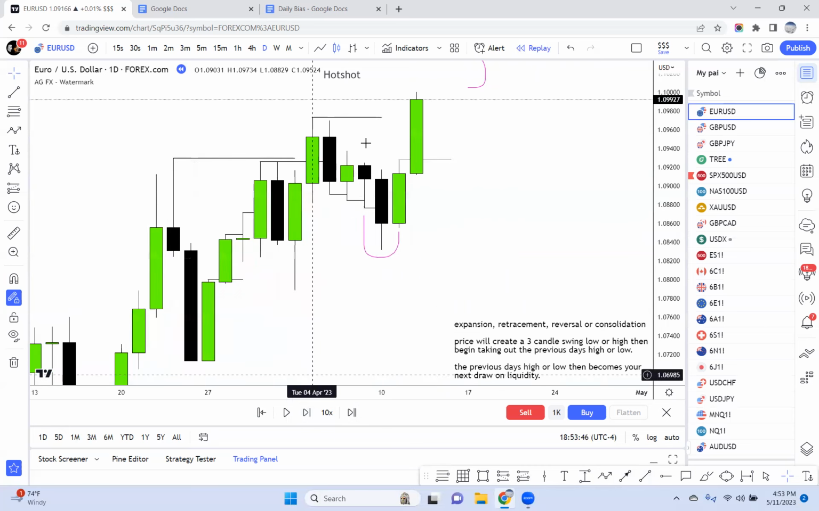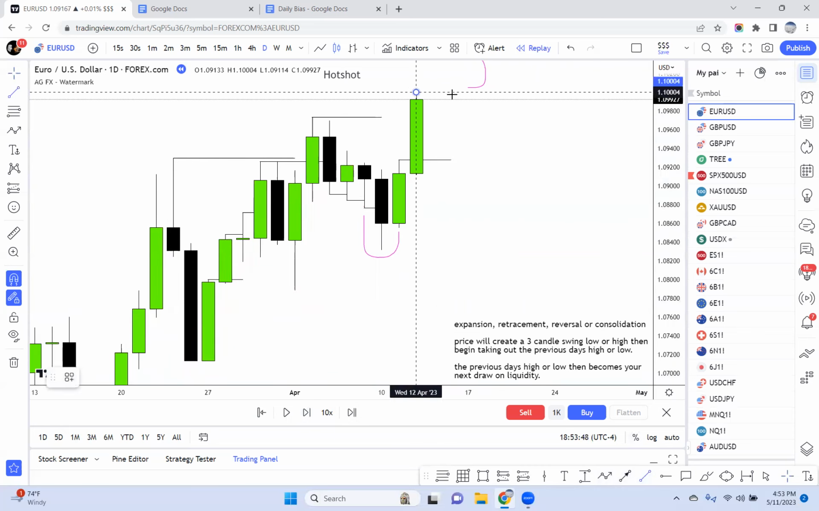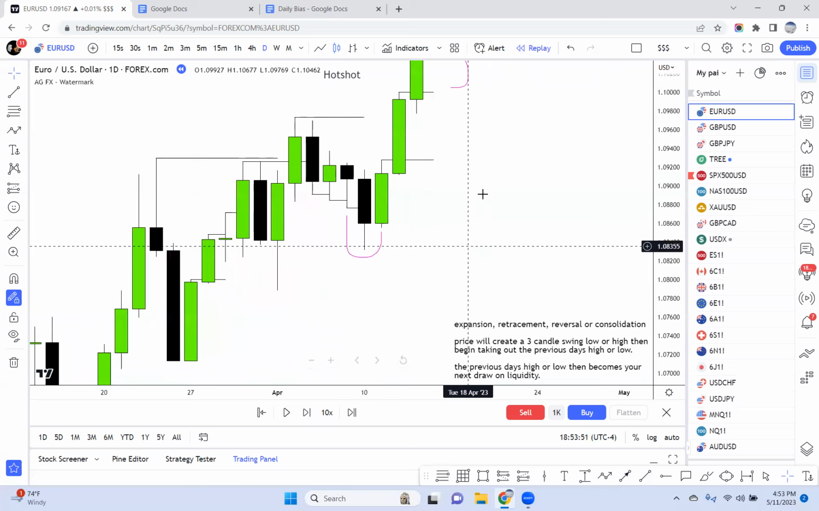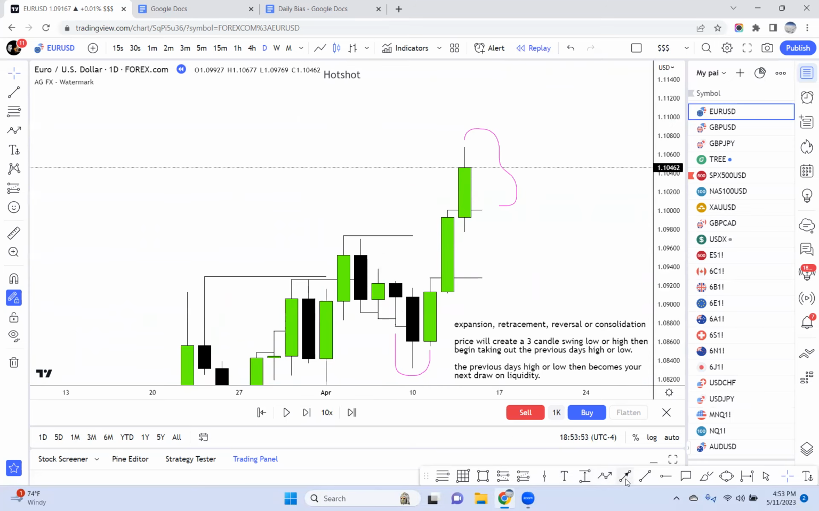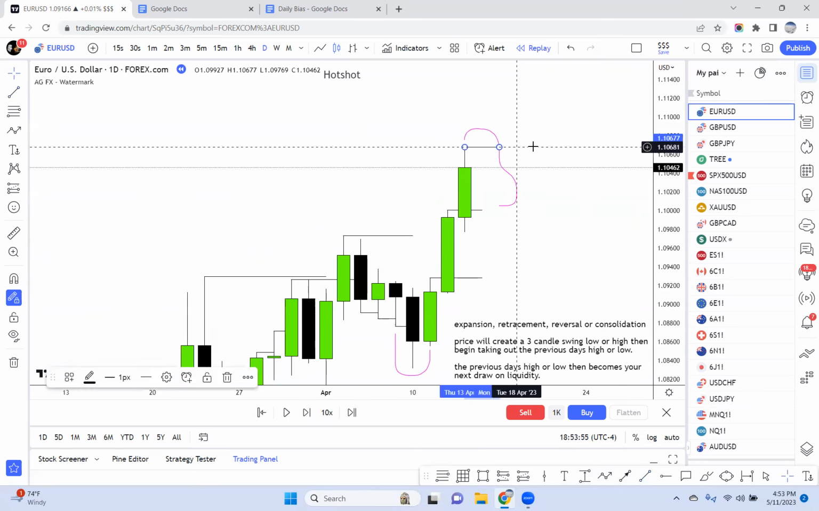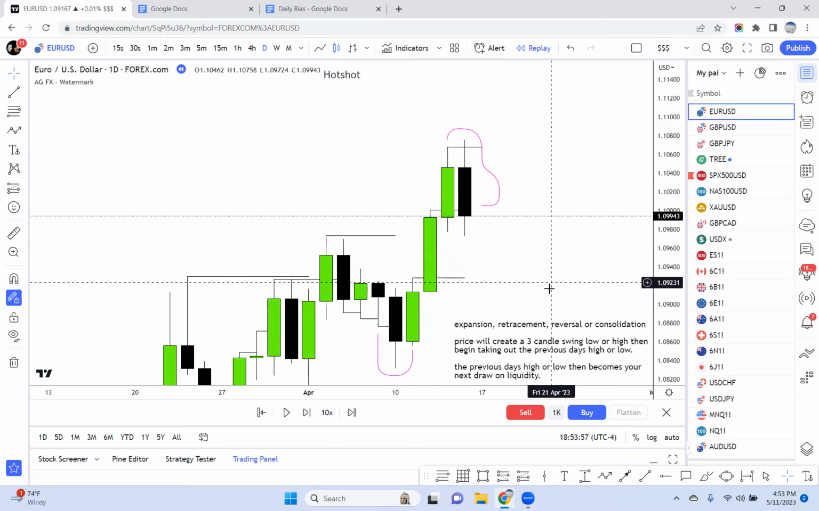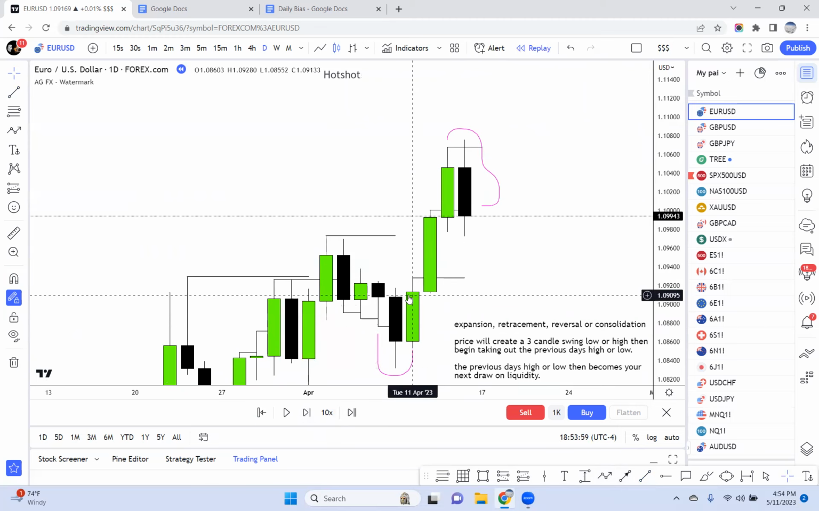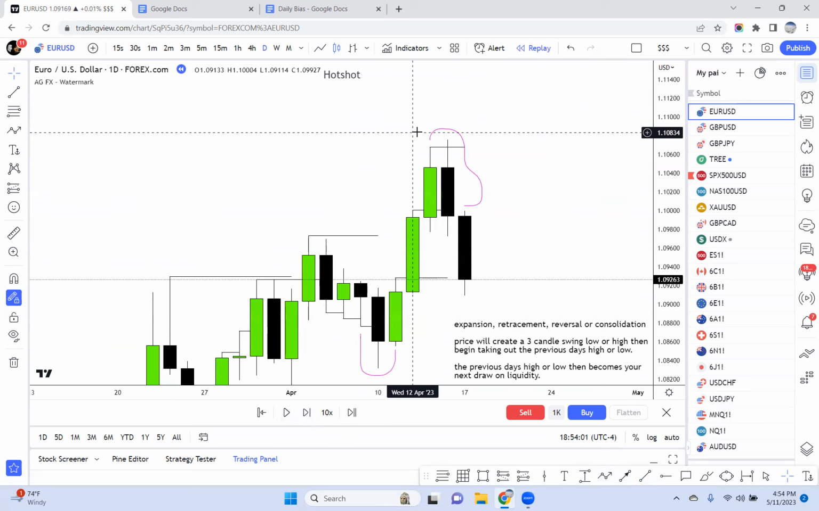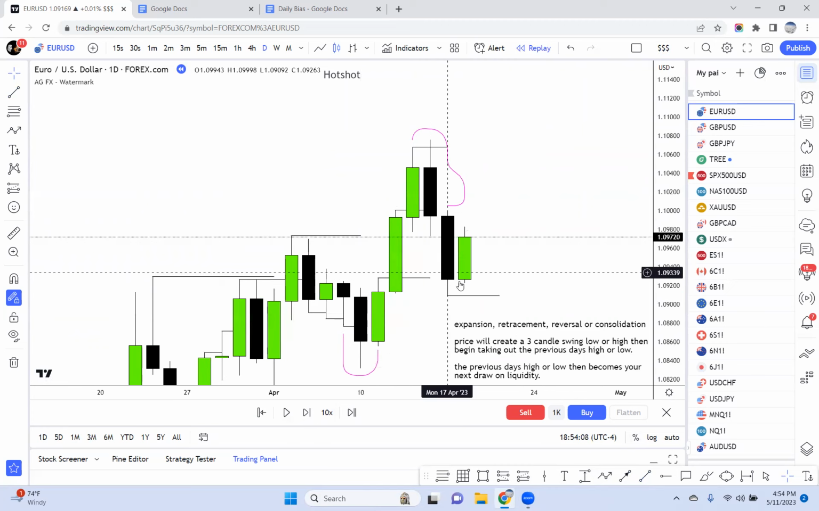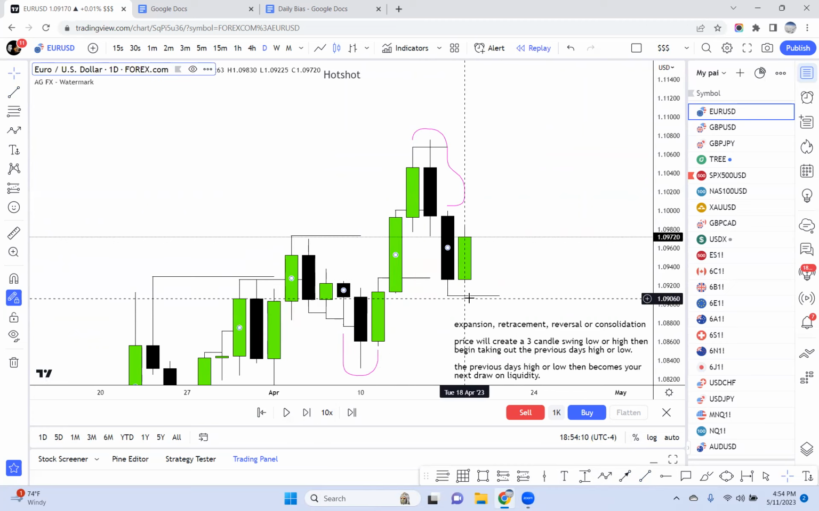Let's see. There it is. Another swing high gets taken out, maybe. There it is. That's how we anticipate with power of three. Let's see. Okay, maybe it took it out, but maybe a potential three candle swing high. There it is. Now we could potentially see this low get taken out. Three candle swing low is actually created. Now we could potentially see this previous day's high get taken out.